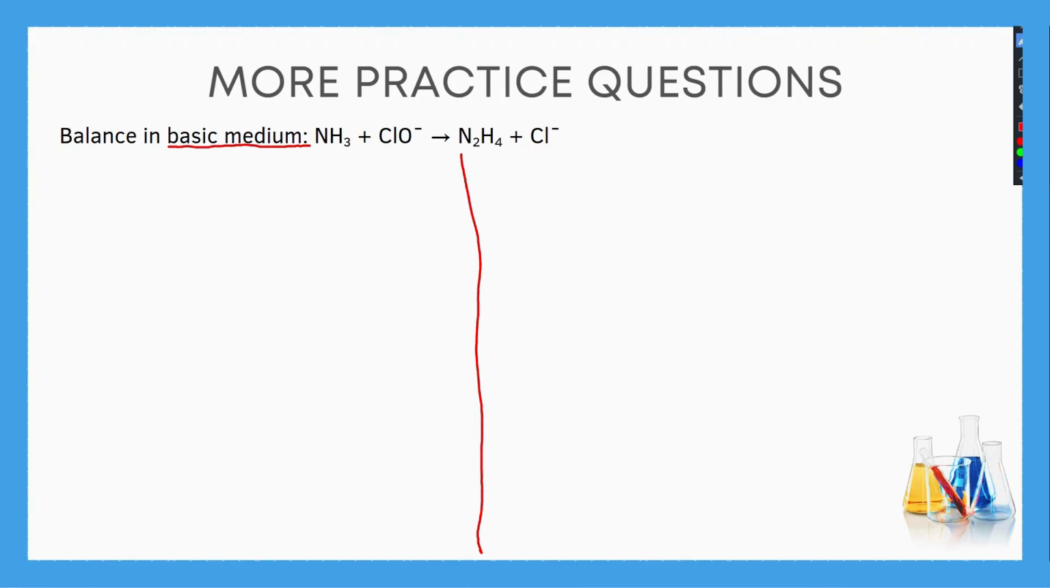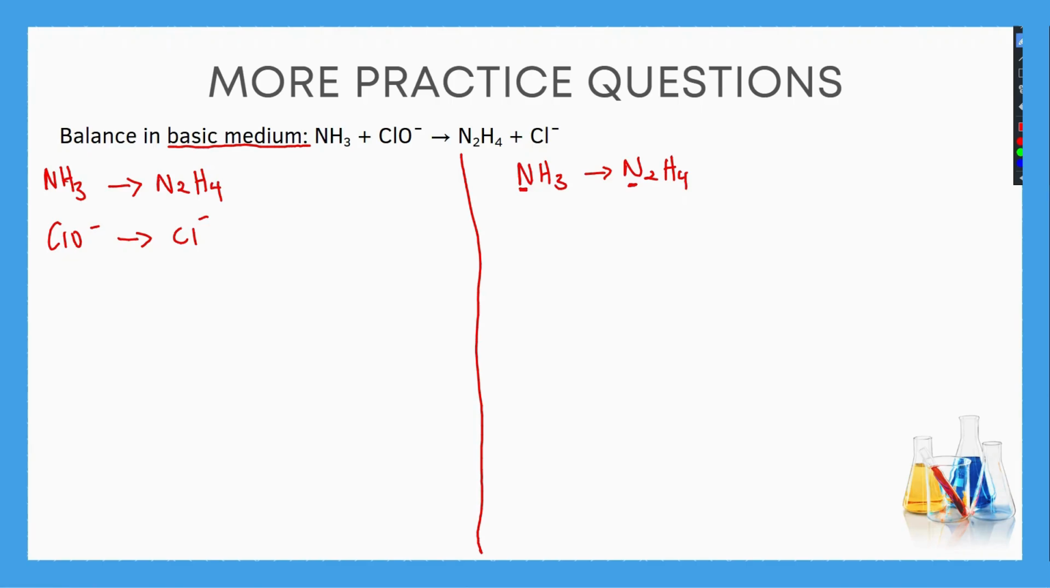So doing that, we have the first equation, which is NH₃ yielding N₂H₄. And then we have ClO⁻ yielding Cl⁻. Now that we've split this equation into two, let's find out which one is the oxidation half and which one is the reduction half. For the first half, we have NH₃ giving us N₂H₄. Let's go ahead and calculate the oxidation number of nitrogen in both compounds. That will tell us if what we're dealing with is oxidation or reduction.